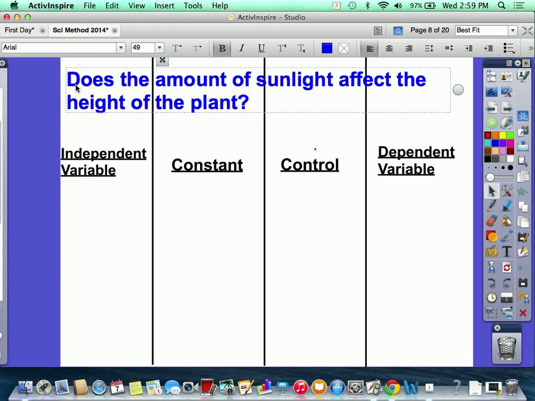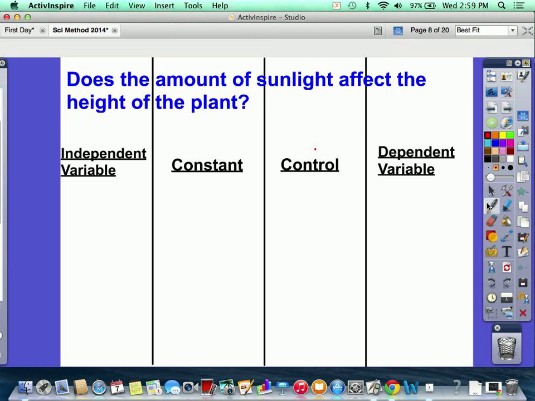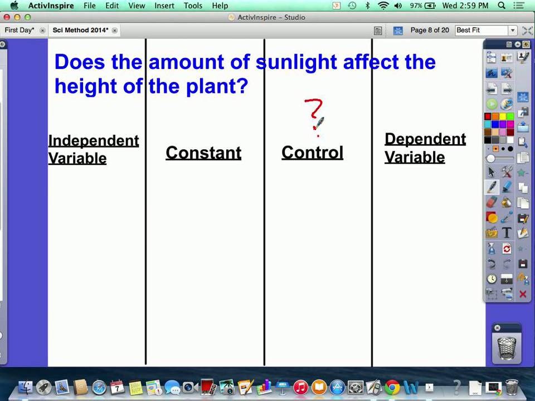So, with your table group, I would like for you to identify the independent variable, the constant, and the dependent variable, and I would like for you to leave the control alone for right now. Leave the control alone, but I want you to talk through the other three terms with your table group and write on your paper what you think. All right? Go for it.